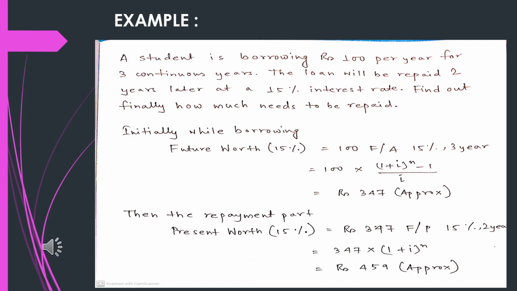In the next example, let us consider that a student is borrowing rupees 100 per year for 3 continuous years, and after 3 years the borrowing stops, and then the loan repayment period starts, through which the loan will be repaid in the next 2 years at a 15% interest rate. So we need to find out how much the student needs to actually repay at the end of the period.